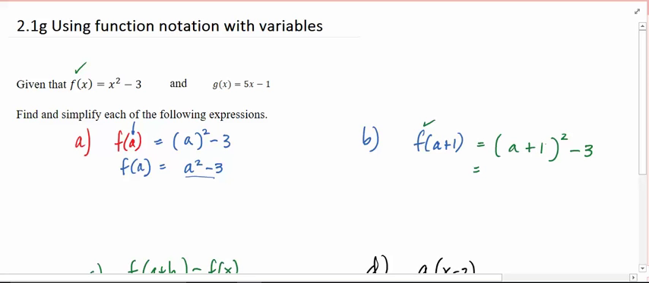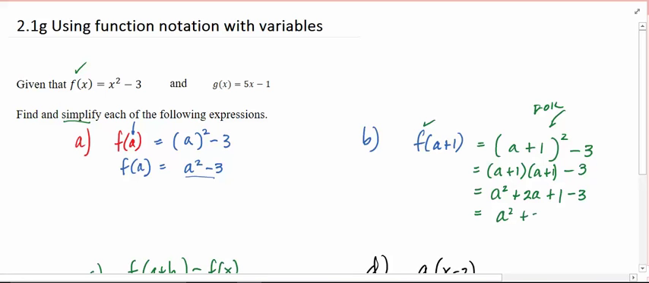Now, when I do this, I notice that this is a binomial squared, which means I must FOIL it. So here we go. I'm going to go a plus 1, and then a plus 1, and then minus 3. The 3 doesn't get FOILed, it's just sitting out at the back. We have a squared, and then outers and inners make 2a, and then I get a 1, and then minus 3. Now this is the simplify part. I'm going to keep going until I have nothing else to combine. And there it is, there's my answer. If I input a plus 1, I'll get out that.